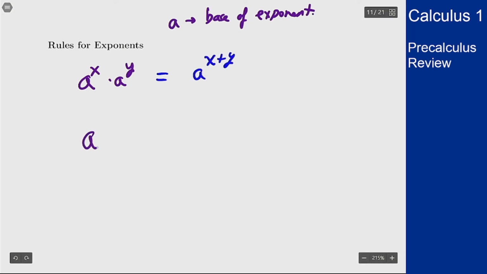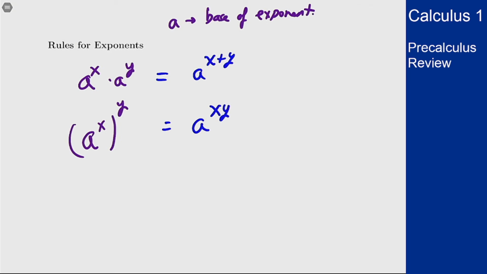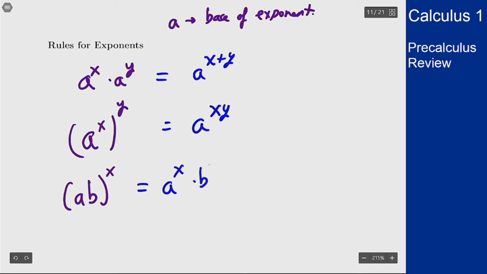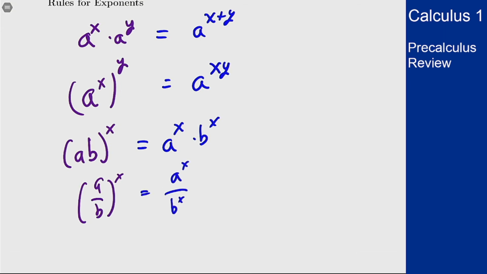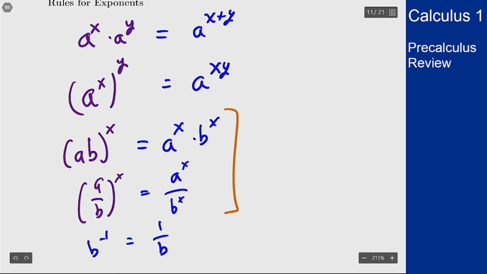If I have a to the x raised to the y, so nested exponentials here, that becomes a to the x times y. If I have two different bases put together, so a times b to the x, I can split this up as a to the x times b to the x. And the same goes for fractions. So a over b to the x is a to the x over b to the x. In particular, things like b to the -1 is 1 over b allows that also to work out in that way. The key thing to realize, these two do not work for addition and subtraction.